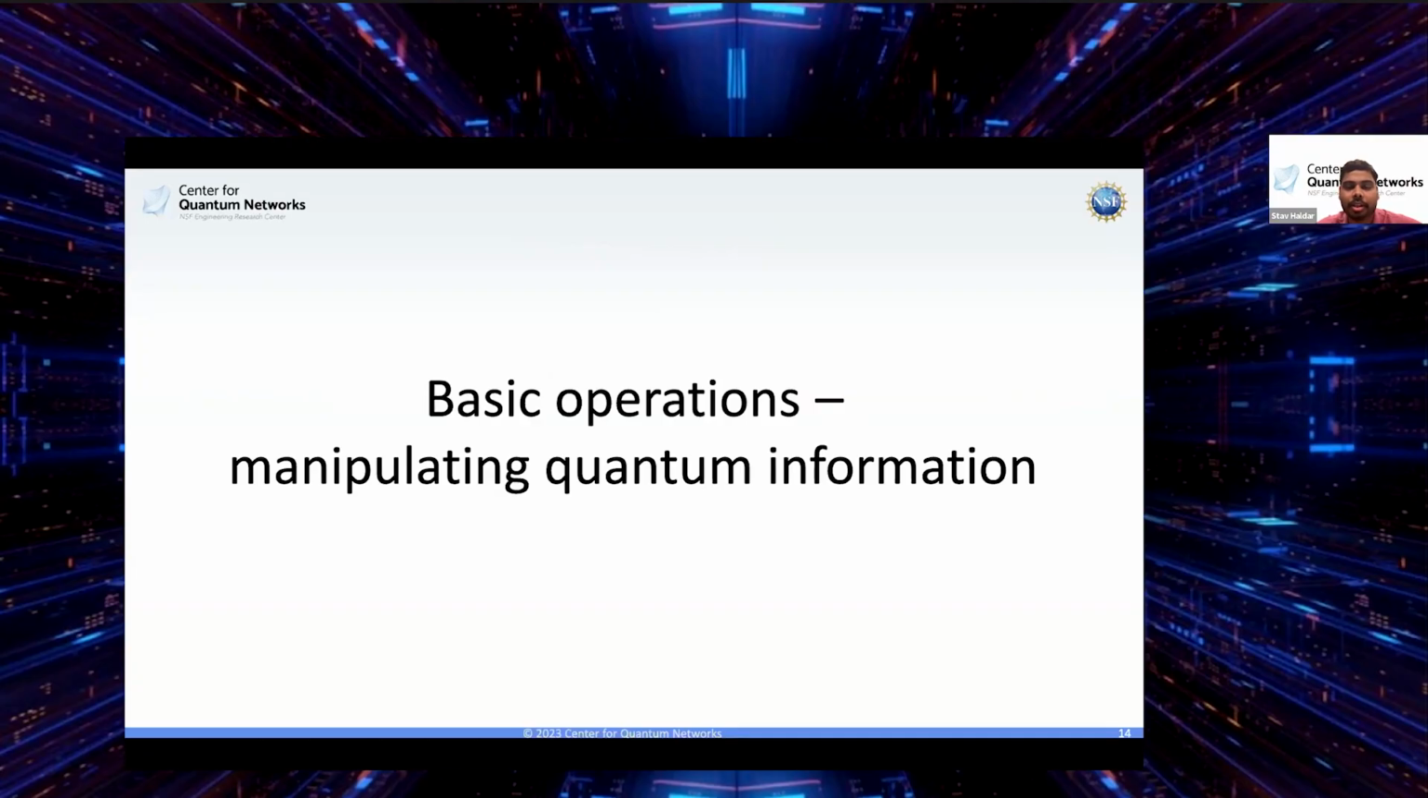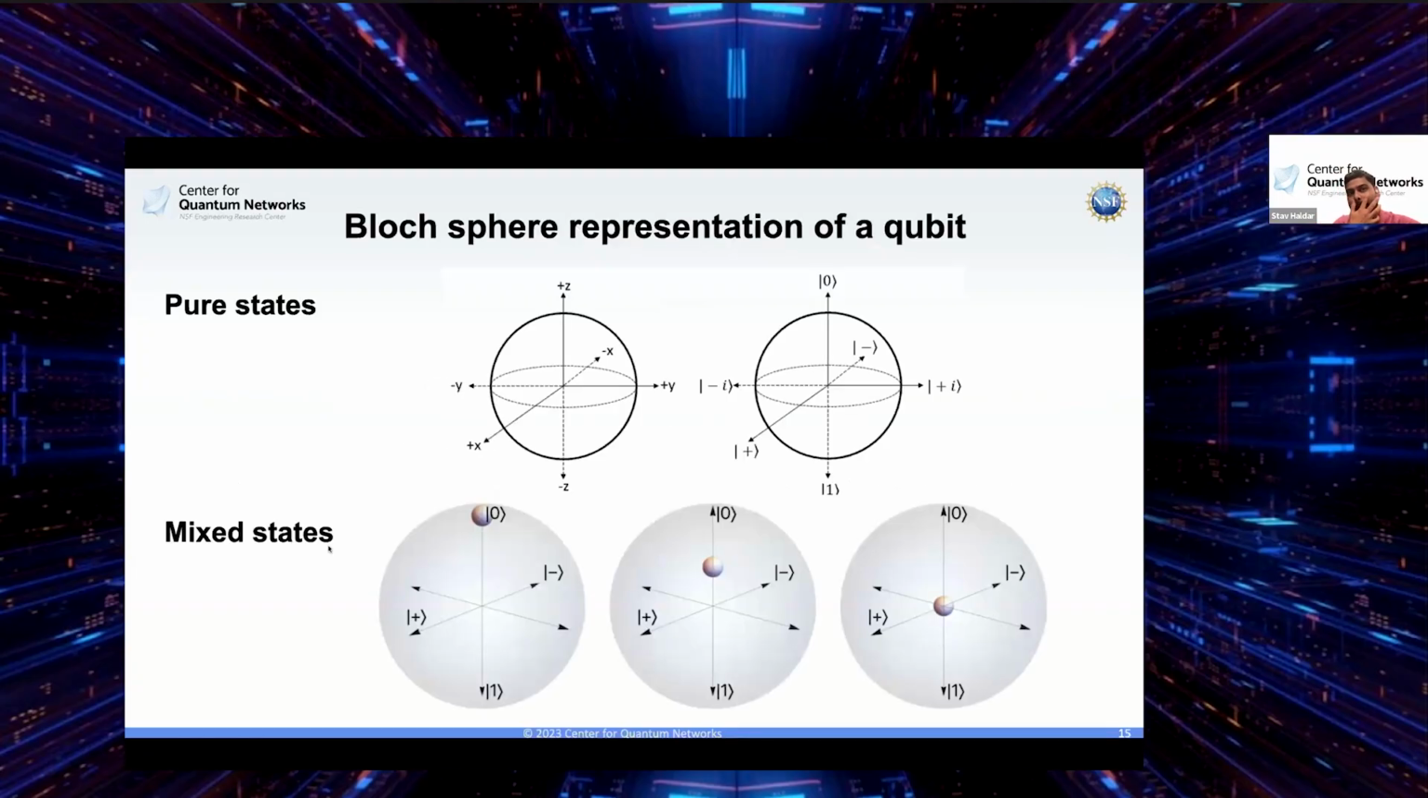So there are these two broad things that you need to do, but before that, let me briefly take a tangent and talk a little bit about the Bloch sphere representation, pure states and mixed states. If you have a single qubit, a very nice way of representing it is through a Bloch sphere, where the different coefficients of the state can be represented as the two angles and the length of the vector on a sphere, right?